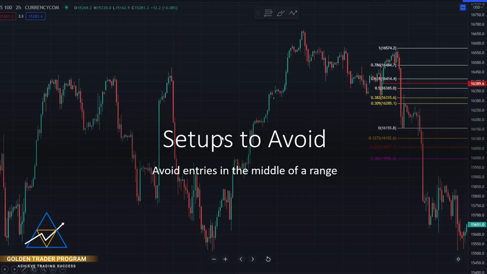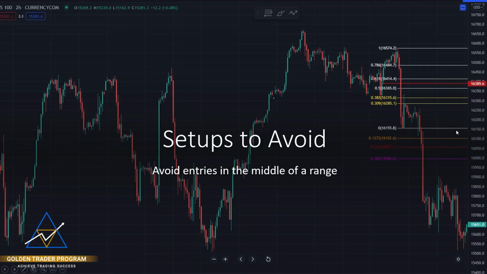But nonetheless, this is an example of entering in the middle of a range, not really ideal. You're going to get stopped out. It would be better on the second one, entering down here, where you've at least got that level of liquidity there. You actually got a level.